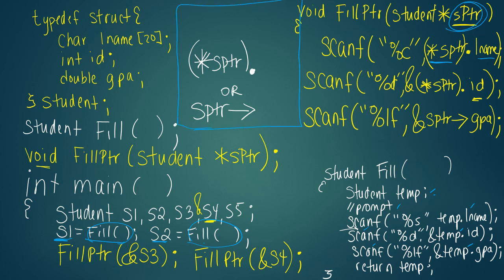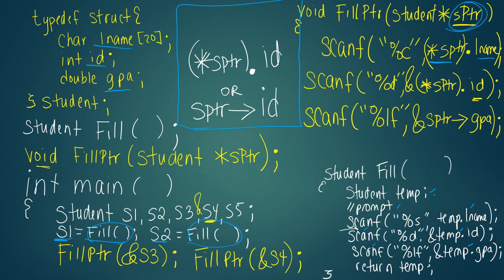And what do you put after the dot or the arrow? You put the field name. So you could put LName. In this case, I have these field choices: LName, ID, or GPA. So it would be SPTR dot LName, SPTR arrow ID, or SPTR arrow GPA.